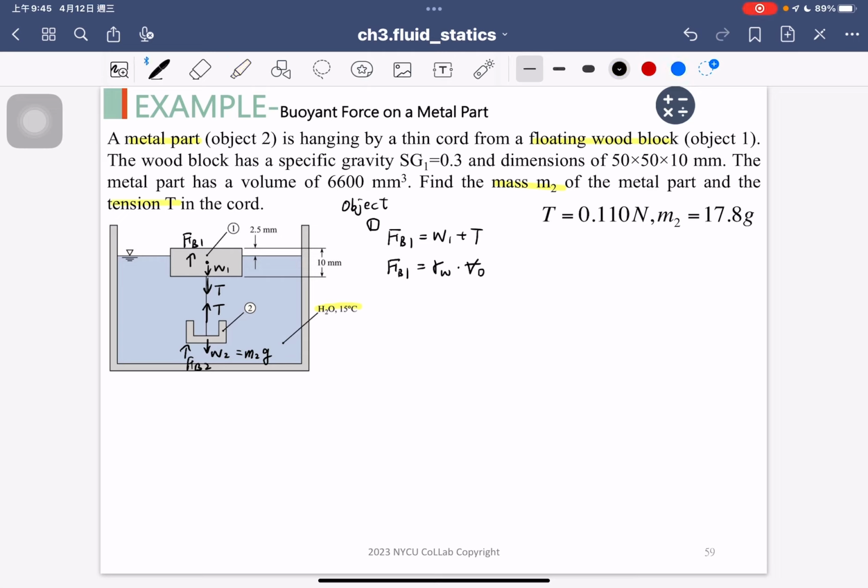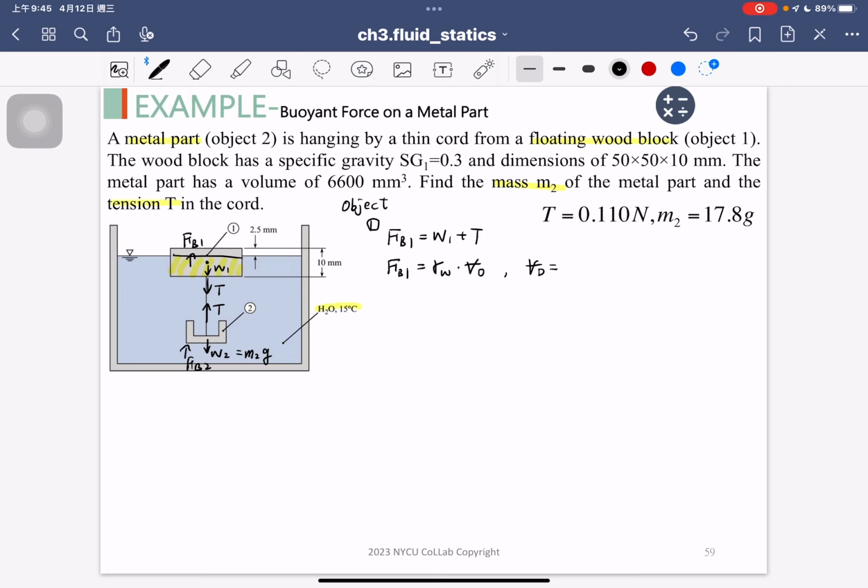Okay, so you should cut off the water surface line in here, and the displaced volume is the yellow region. So we need to compute the displaced volume first, and then we will have the buoyant force. Based on the figure, we know the displaced volume.